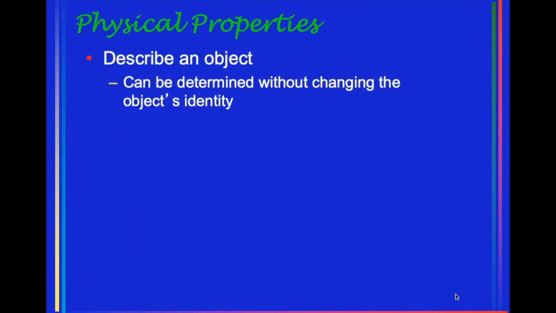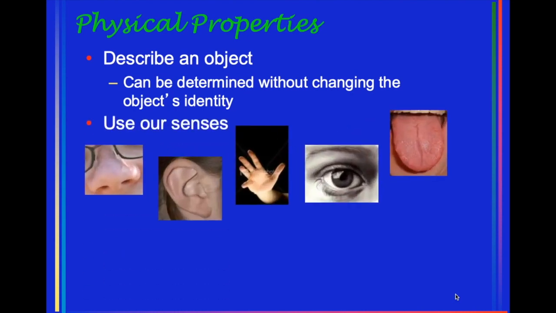A property is some type of adjective in chemistry. It describes an object. Because it's a physical property, it means you can determine the property without changing the identity. Think of your senses. What does it smell like? What does it look like? What does it feel like? Texture, color, size, the weight of it, or how dense it is, those kinds of things.